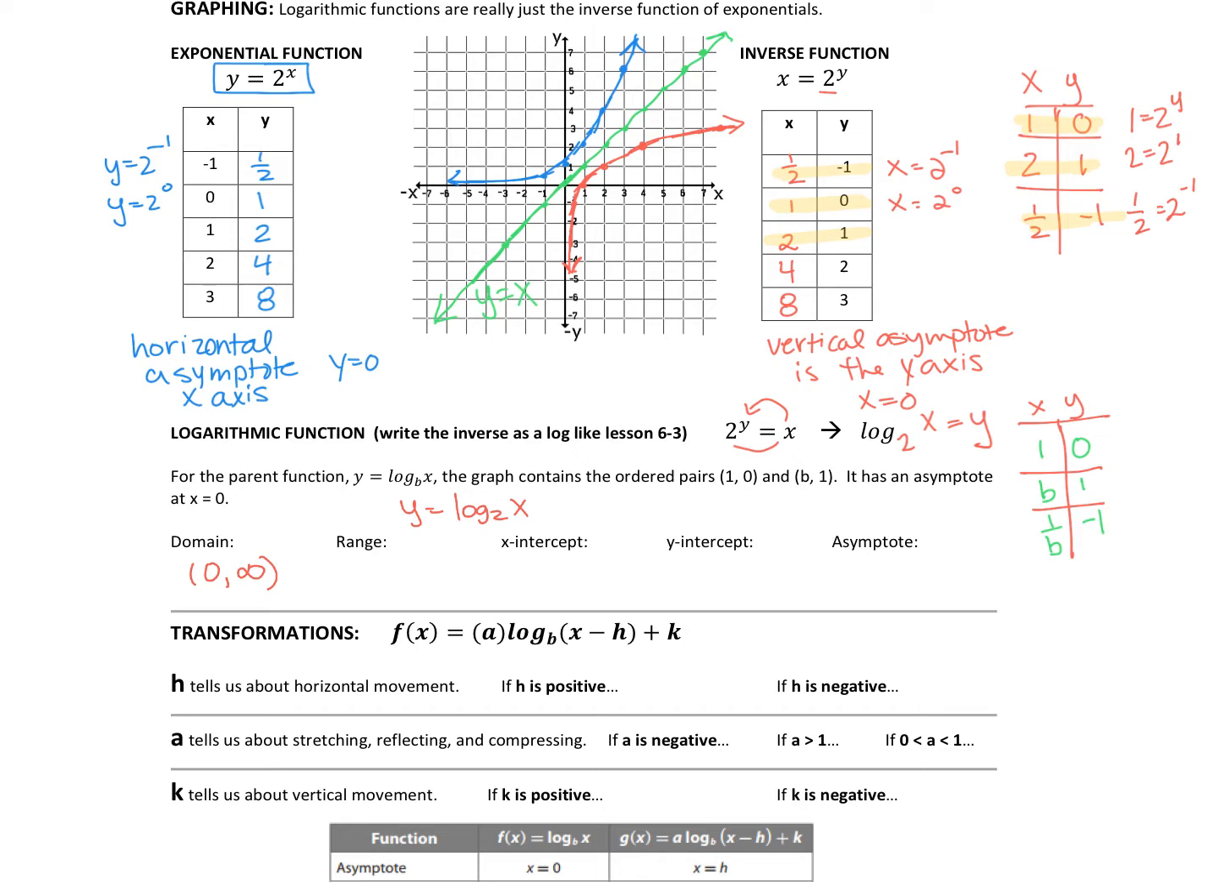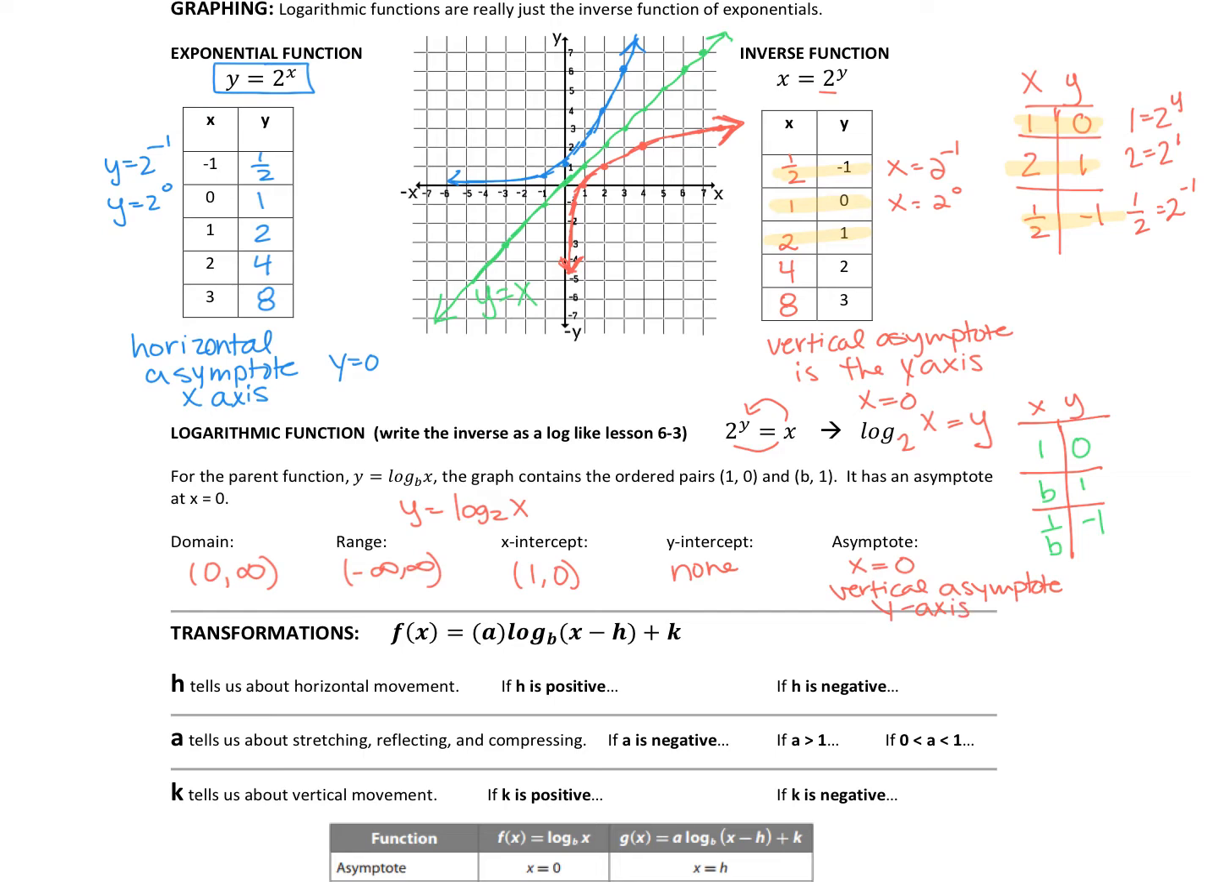What's my range? Well, you'll notice that my red arrows are growing upwards really slowly and growing downwards very quickly. So my range is all real numbers. All the y values are on my red graph. My x-intercept in this case occurred at (1, 0). I did not have a y-intercept because it didn't cross the y-axis. And I do have an asymptote. That asymptote is x equals 0. That's a vertical asymptote. That is also the y-axis.